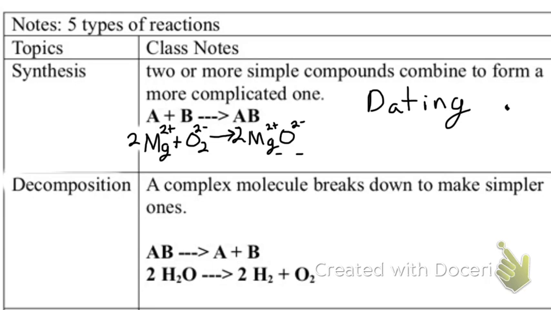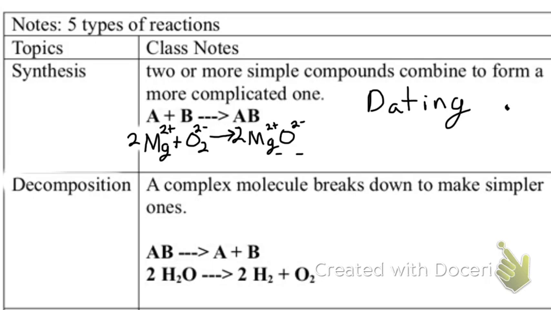A specific example would be water. When water breaks down through electrolysis, so you run electricity through it, water will turn into hydrogen gas and oxygen gas. So H2 and O2. And that is a decomposition reaction.